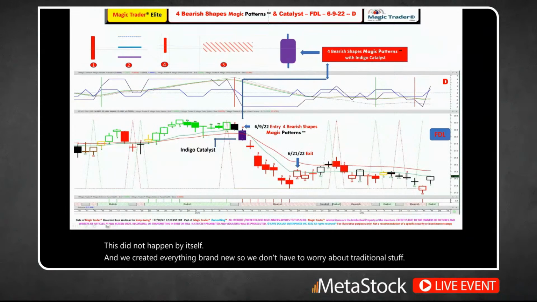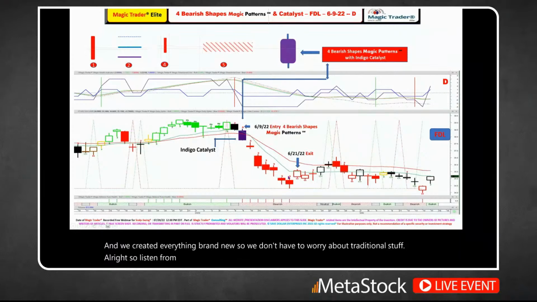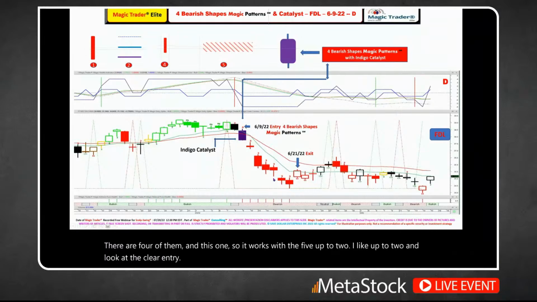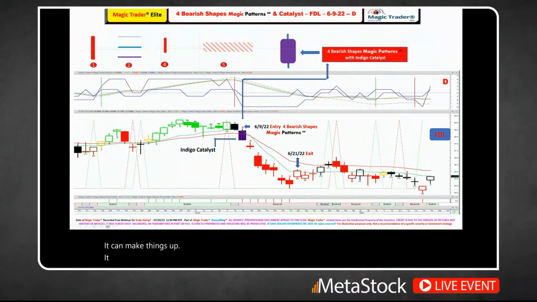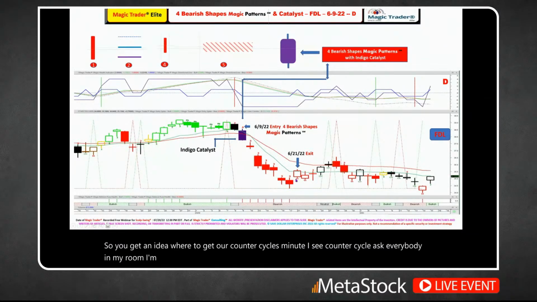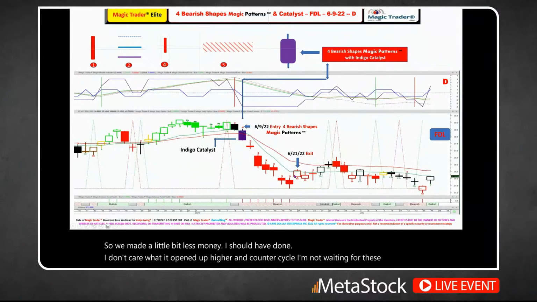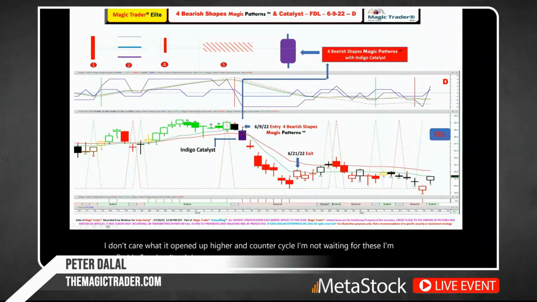All right, so listen, from here, right, it all the way went down here. There are 4 of them, and this one, so it works with the 5, up to 2, I like up to 2. And look at the clear entry. You can't make things up. It is there, it is there. So you get an idea. We have to get our counter cycles. The minute I see counter cycle, ask everybody in my room, I'm out. So we made a little bit less money. Oh, I should have done. I don't care about making higher lows. It opened up higher and counter cycle. I'm not waiting for this. I'm profitable. So what am I doing? Get in there and take your money and run.